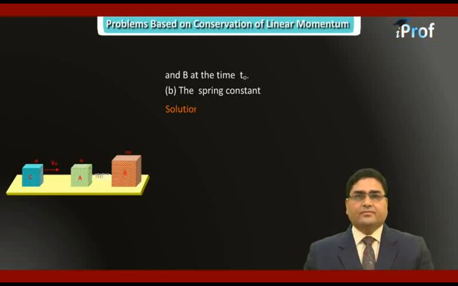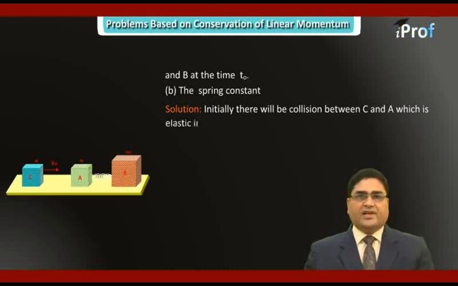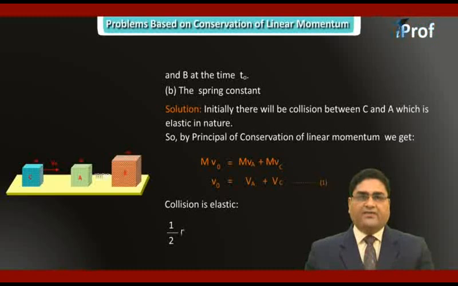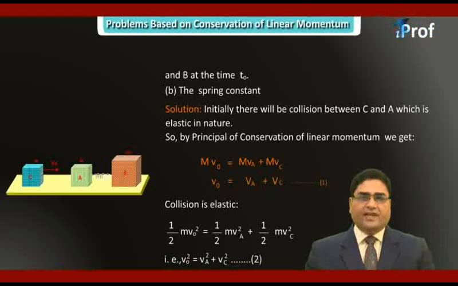Since initially there will be collision between C and A, which is elastic in nature, from principle of conservation of linear momentum, we get mv0 equal to mva plus mvc. That gives us v0 equal to va plus vc. Since collision is elastic, mechanical energy remains conserved. So we can write one more equation. Half mv0 square equal to half mva square plus half mvc square. That gives us v0 square equal to va square plus vc square.